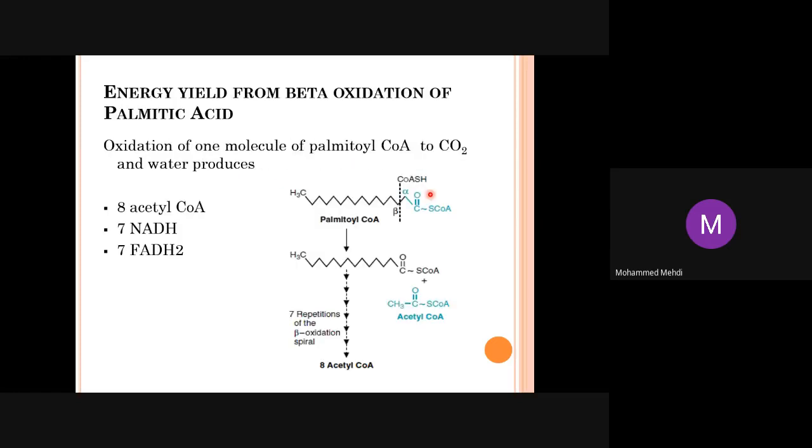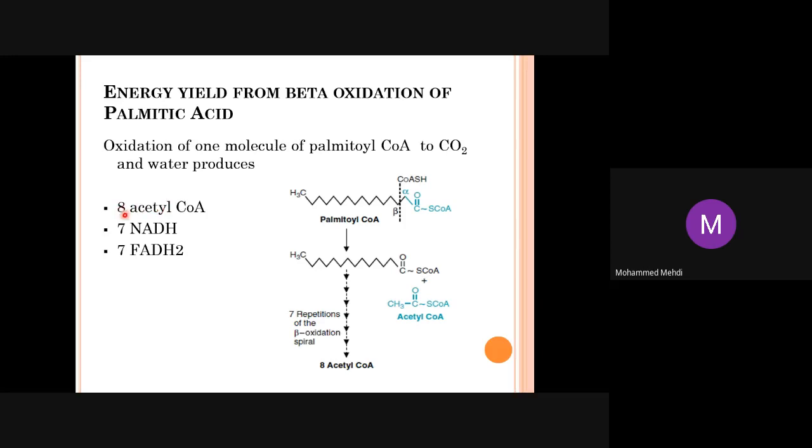Let's calculate the number of acetyl-CoA, and the number of NADH and FADH2 formed by the 16 carbon fatty acid oxidation. There are 7 cycles of beta oxidation. Per each cycle, there is NADH and FADH2 formation, and 7 acetyl-CoA will be formed. But at the end, we'll have a 2 carbon molecule, so 1 acetyl-CoA will be formed as a leftover.